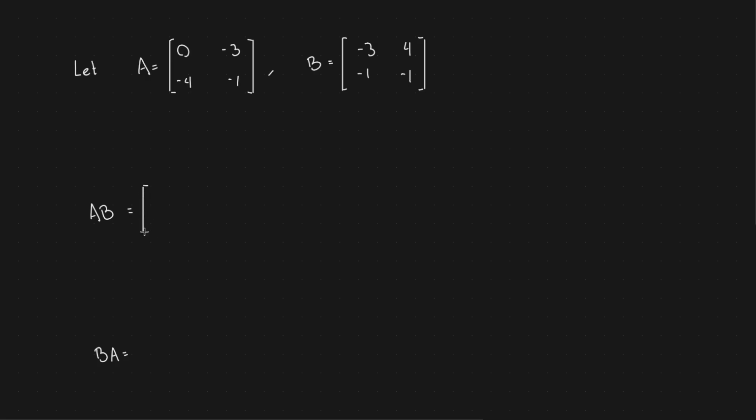So let's consider a simple example. Let A be 0, -3, -4, -1. And let B be -3, 4, -1, -1. Now these are both square matrices. They're both 2 by 2 matrices. And so I can find the product AB and I can find BA. Both of these will be defined. So let's find AB first.